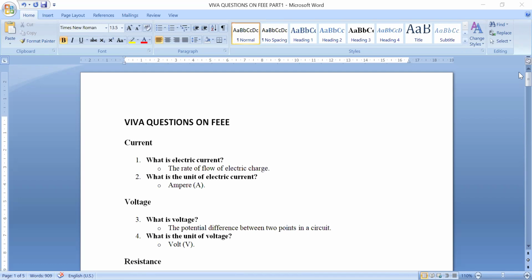So what is the unit of electric current? The unit of electric current is amps. So ampere, you can write ampere or capital A. That is the unit of current.